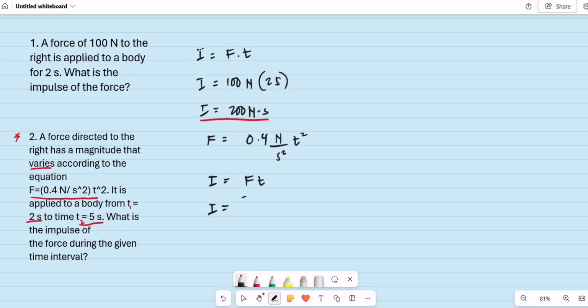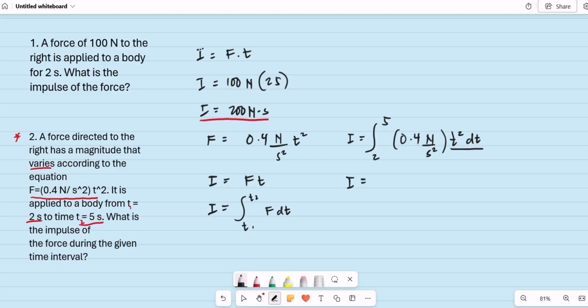So the impulse is equal to the integral from time 1 to time 2 of the force dt. So we have the impulse equal to, what is our lower limit, time 1, that is 2 seconds. Upper limit is 5 seconds. So we have the function 0.4 Newton per second squared times the time squared dt. Let us just integrate t squared dt. So what is the integral of that one?